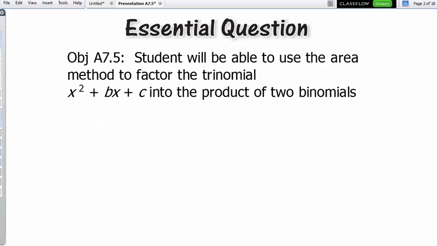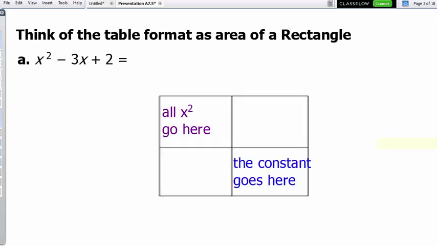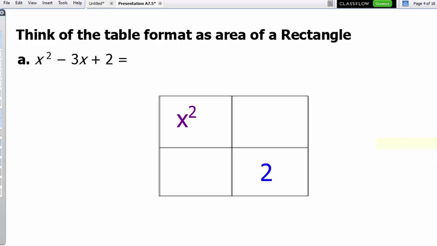So our next step is to be able to use kind of the area method to factor a trinomial that has a specific format. There is no number other than 1 in front of the x squared. These other two terms, we're going to use b and c with those. That's going to help us with the pattern. So if we start and we think of the area method, all of our x squareds are going to go in this box here. The constant is going to go in this box here. So that's what they look like so far.